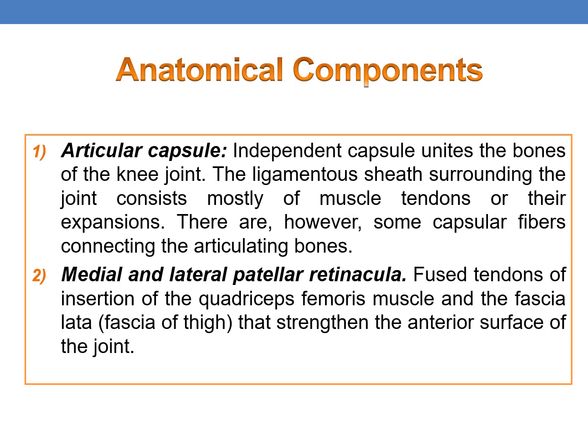Now coming to the anatomical components, the first one is the articular capsule. The capsule unites the bones of the knee joint. The ligamentous sheet surrounding the joint consists mostly of muscle tendons or their expansions. There are, however, some capsular fibers connecting the articulating bones. The next is the medial and lateral patellar retinacula. Fused tendons of insertion of the quadriceps femoris muscle and the fascia lata, that is the fascia of the thigh, strengthen the anterior surface of the joint.